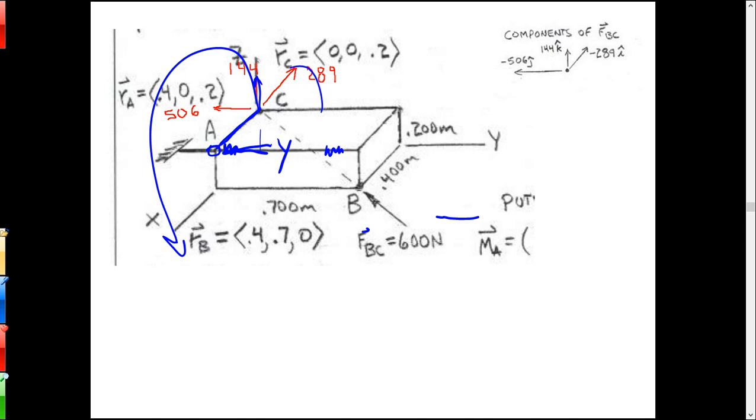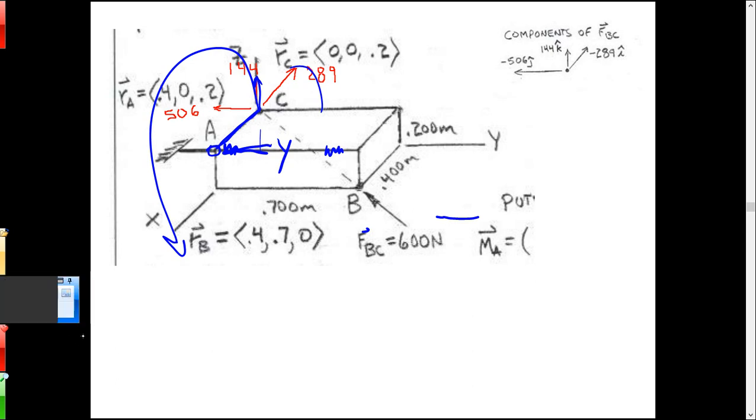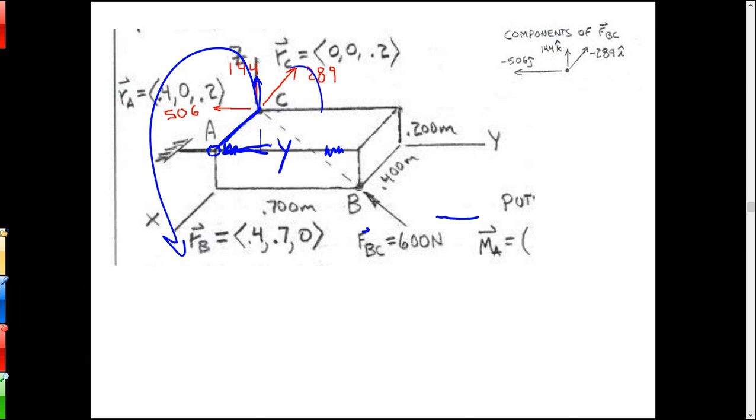All right. How about the 506? What's that going to do? Wouldn't that be absorbed by the rod? Not the 506, because it's not in line with A. If it was in line, it would be. But it's going to rotate around the ends.